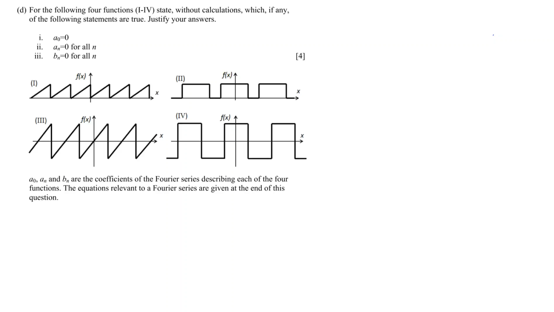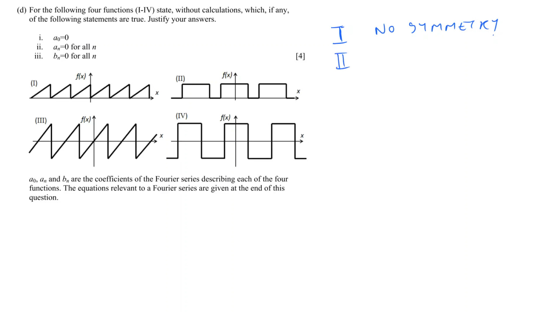Because the symmetry of the original function has to be replicated by the symmetry of the Fourier series, if the original function has any degree of symmetry, that will control which components are present in the Fourier series. If we take function number 1, we can see that this has no symmetry. So this means that we can't say anything about which components are present in the Fourier series, and so none of the three statements are true for this function.